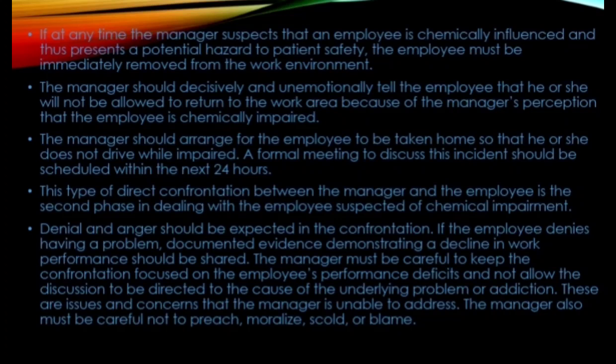The manager should arrange for the employee to be taken home so that he or she does not drive while impaired. A formal meeting to discuss this incident should be scheduled within the next 24 hours. This type of direct confrontation between the manager and the employee is the second phase in dealing with the employee suspected of chemical impairment.